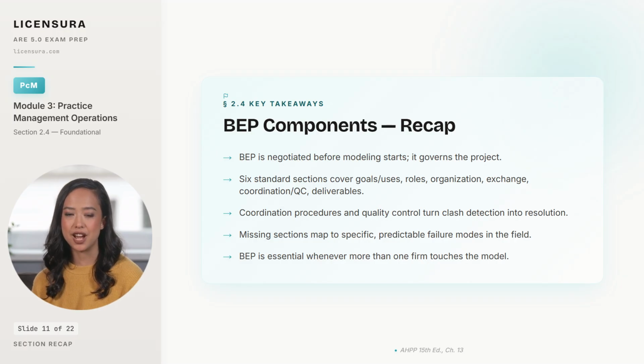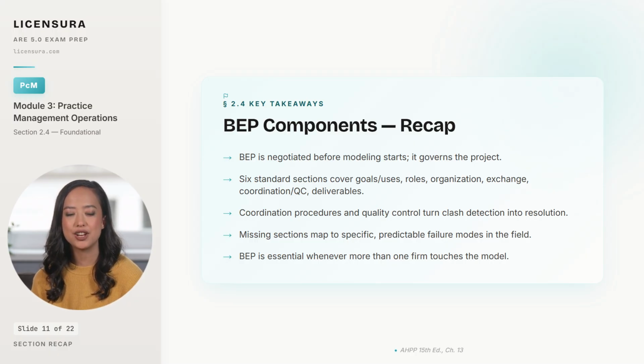Once it's signed, it governs the project, and it is the document that prevents most of the coordination disasters you'd otherwise spend the next 18 months recovering from. Second, the 6 standard sections cover goals and BIM uses, roles and responsibilities, model organization, exchange requirements, coordination and quality control, and deliverables, and each one earns its place.